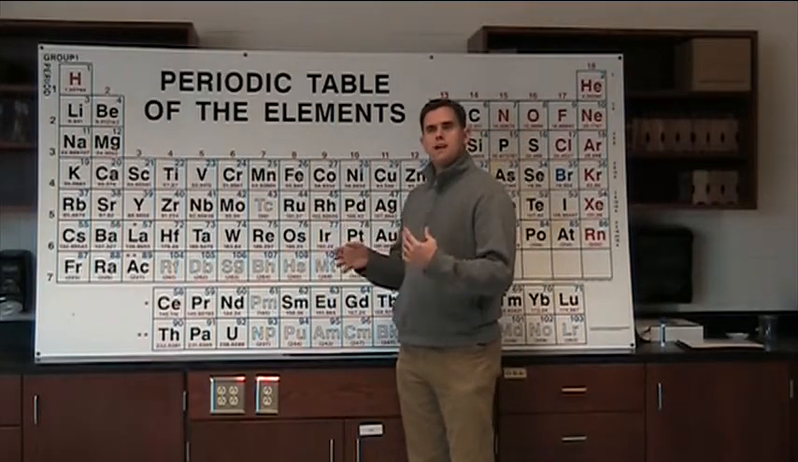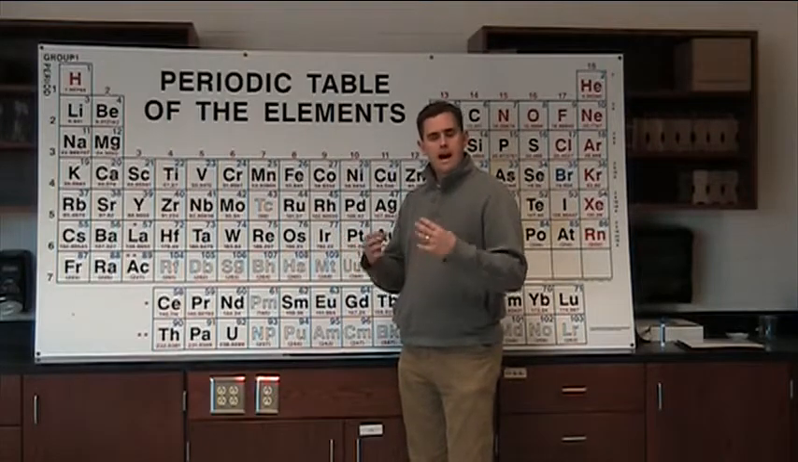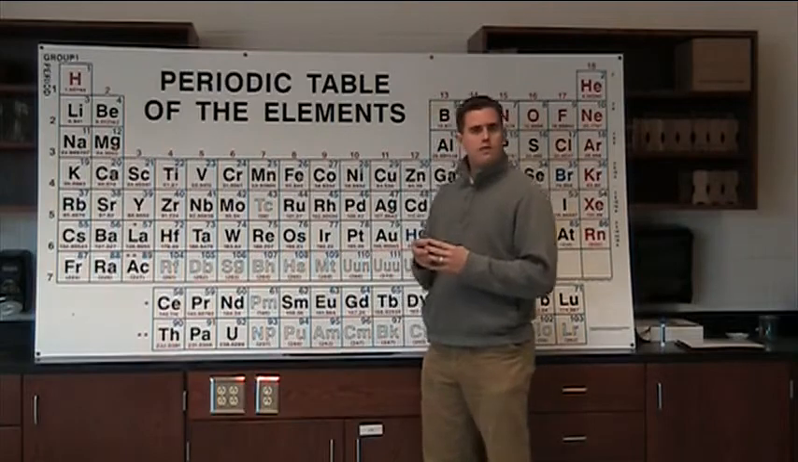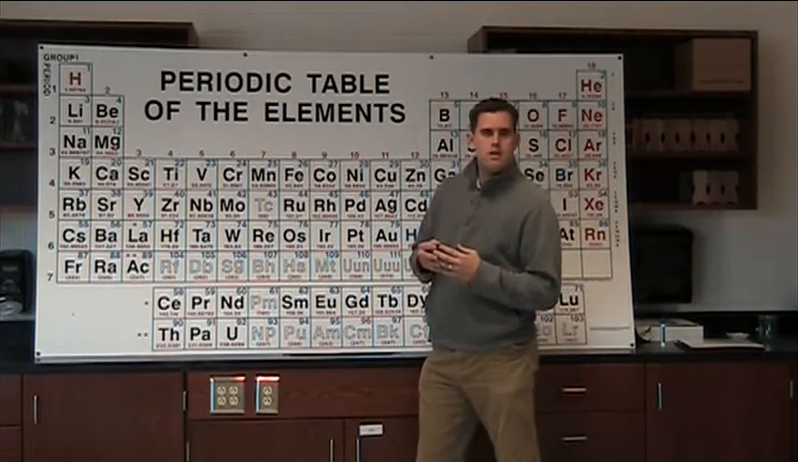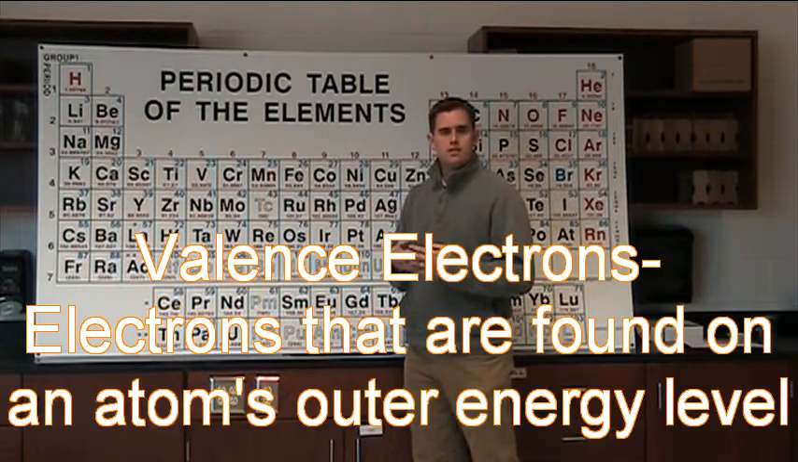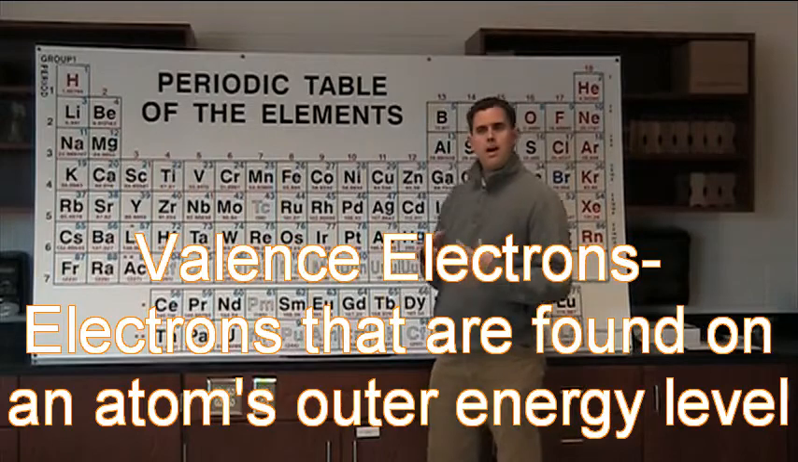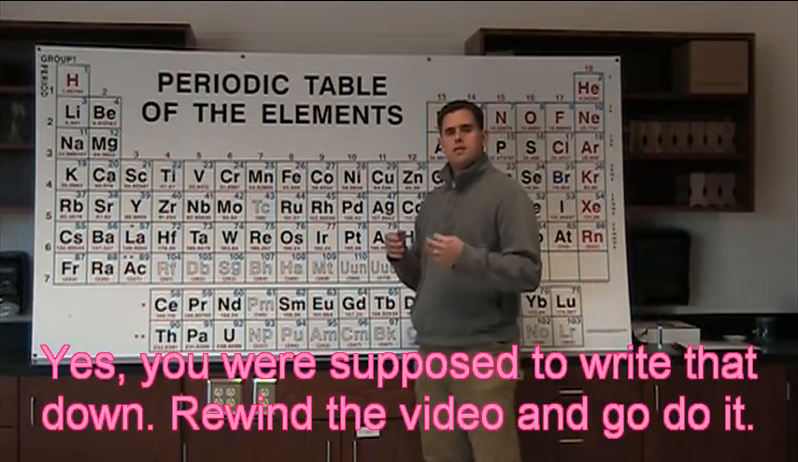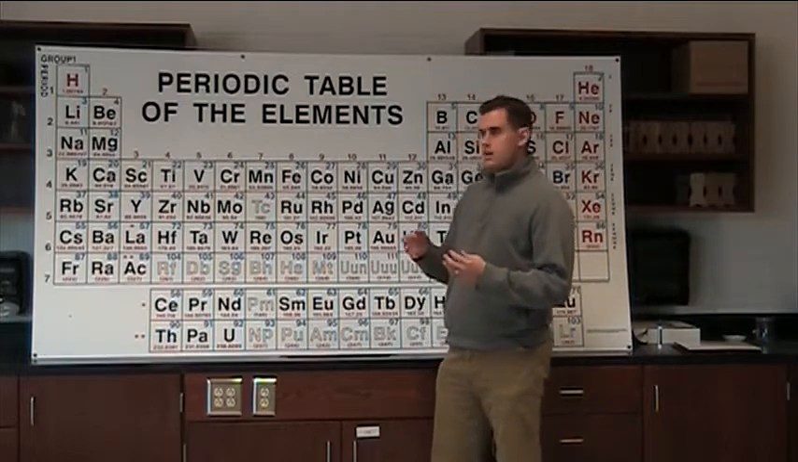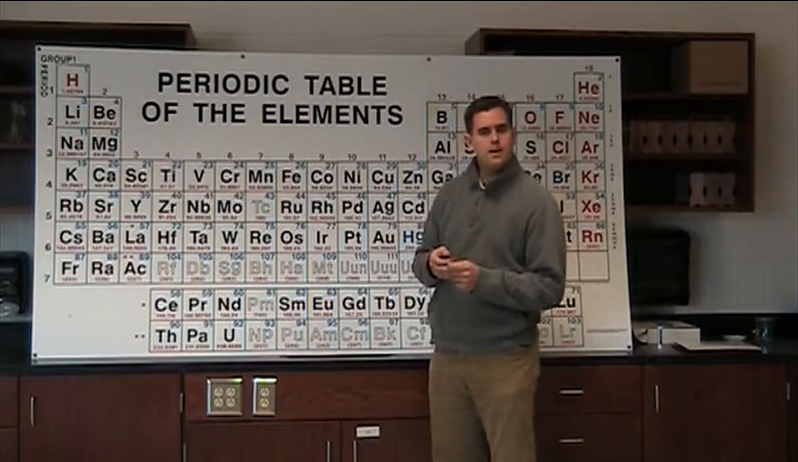Now, it's not just any electrons. We know the electron clouds are full of electrons. It's just the electrons on the outer energy level of the electron cloud. Those electrons even have a special name. They're called valence electrons. So valence electrons are the electrons we care about, and we use dot models to represent how many valence electrons any atom has. Now, there's a trick to knowing how many electrons exist on the outside of any atom.